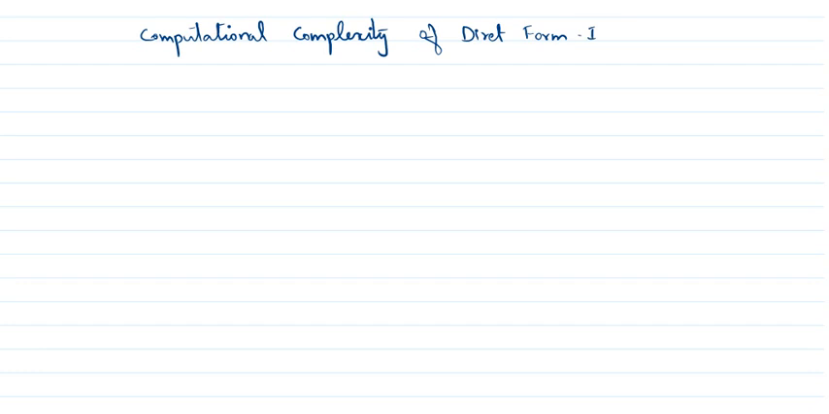Now we will discuss the computational complexity of direct form 1 structures. The first one is the number of multiplications. The number of multiplications will be equal to m plus n plus 1.